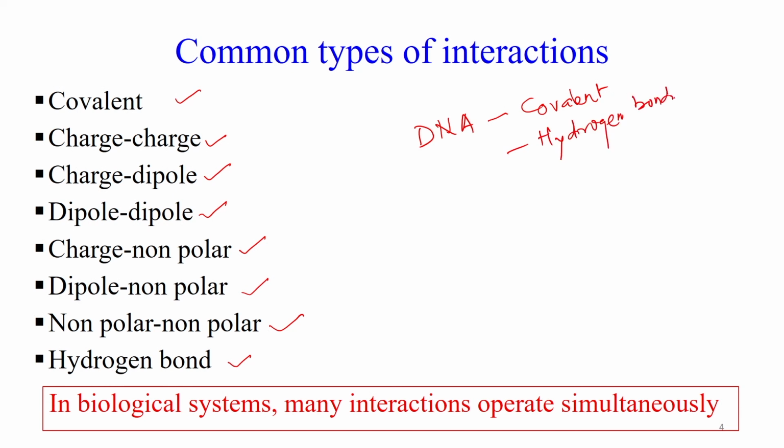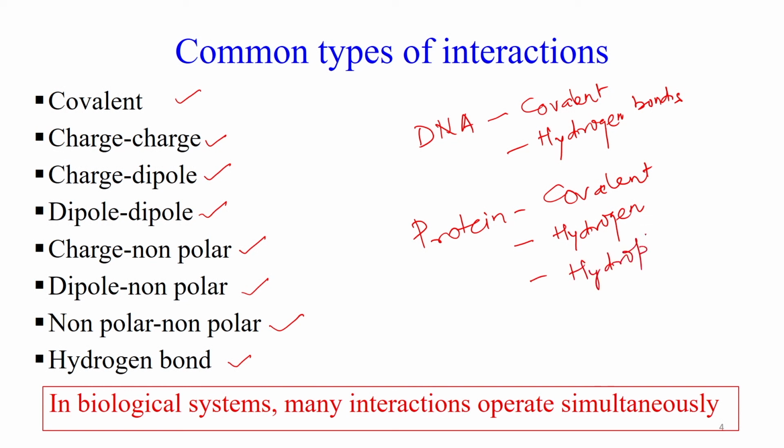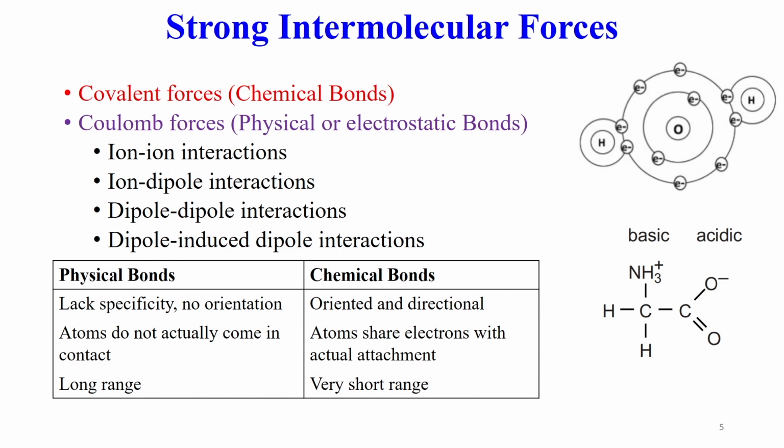If you go to proteins, they have many. They start with the covalent dipeptide linkage, followed by the hydrogen bond. They also have hydrophobic interactions, and also disulfide bonds. So, typically for biological systems, many of these interactions operate simultaneously. First we will start with the strong intermolecular forces.